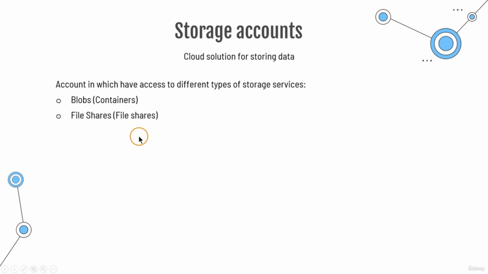Then we have also file shares and queues. Queues are, for example, something like messages that can also be used from other services. And then also the last service are tables. This is a NoSQL database, so a non-relational database, and we'll also talk about this. These are the four main services.